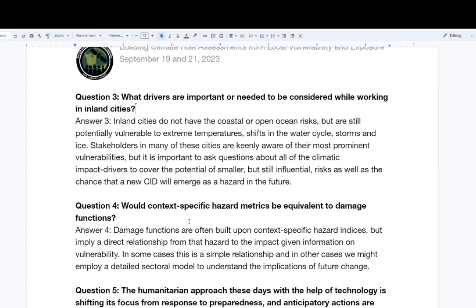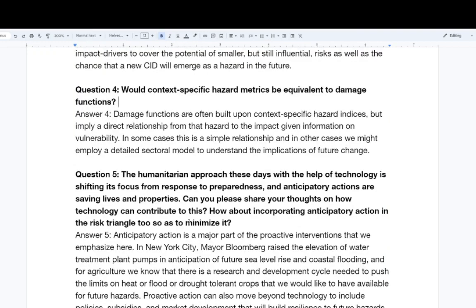Great. Question number 4, would context-specific hazard metrics be equivalent to damage functions? So damage functions are related, but I would draw some distinguishing characteristics here. Damage functions are often built upon context-specific hazard indices, but may imply a direct relationship from that hazard to the impact, given the information on vulnerability.